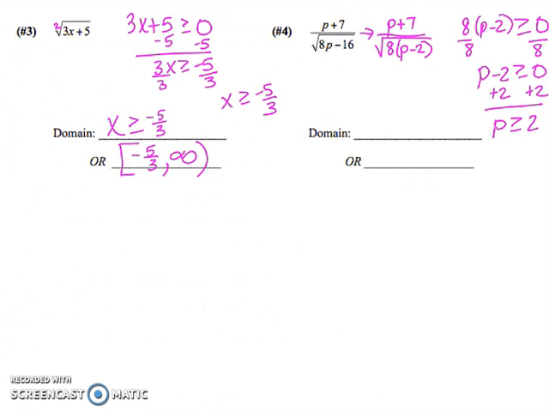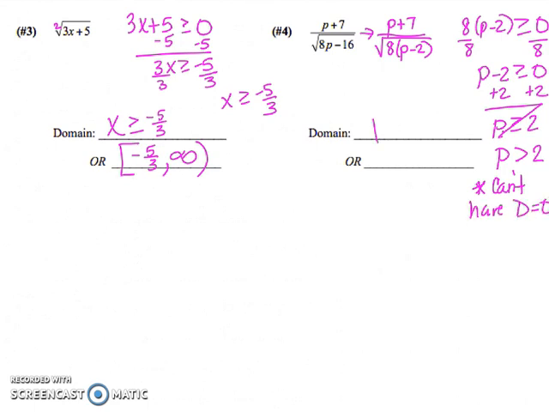Now, we do have an issue on this one. This expression is in the denominator. So since it's in the denominator, we can't equal 0. If p were 2, that would make the expression under the radical 0. And if it were in the numerator, that would be fine. But since it's in the denominator, this time it's not fine. So we actually can't say p's greater than or equal to 2. We have to say only greater than 2 because we can't have 0 in the denominator.